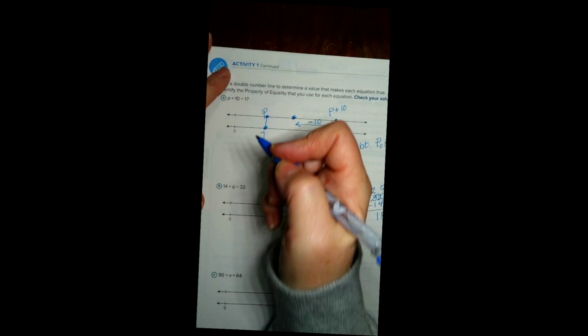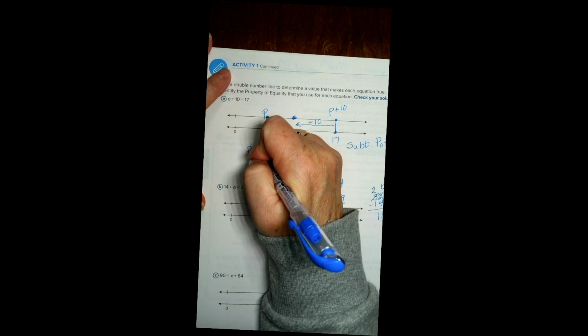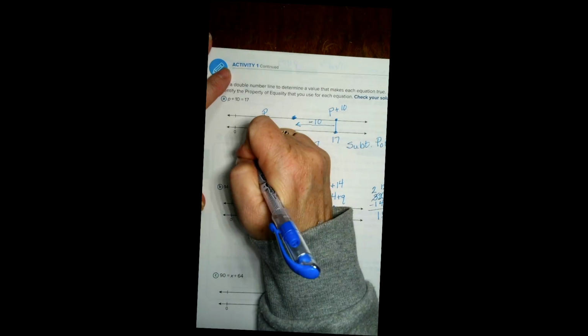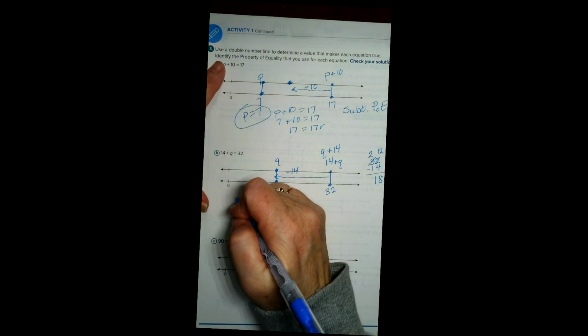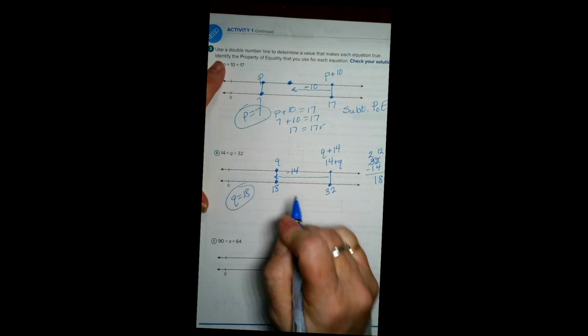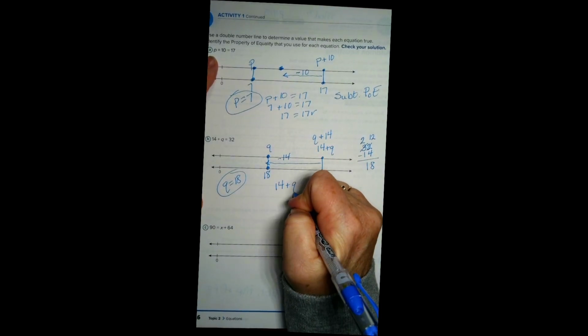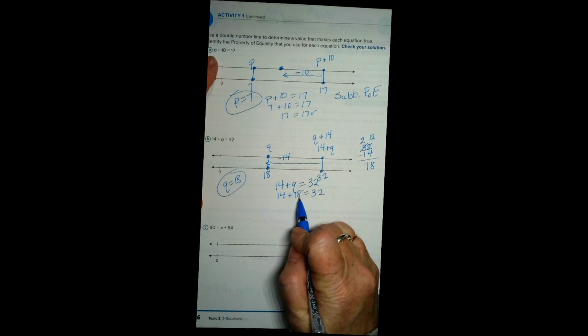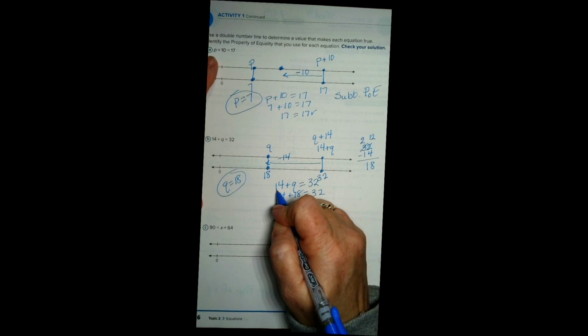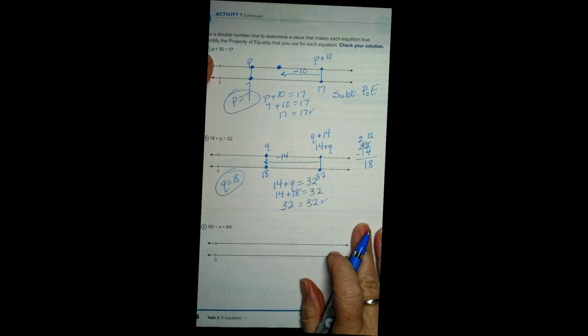I should kind of write that up here. What we're saying is p equals 7. That is our solution. Our solution here is q equals 18. So rewriting, and I'm going to rewrite the original: 14 plus q equals 32. 14 plus 18 equals 32. Substituting our value that we just determined, the 18, for q, 4 plus 8 is 12. Carry 1, 1 plus 1 is 3. 32 equals 32. That works out.